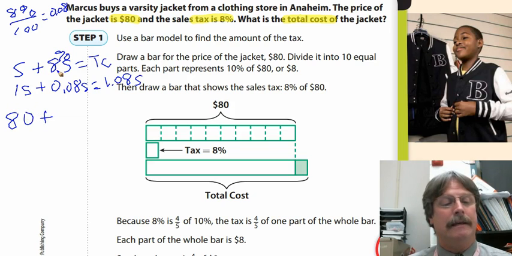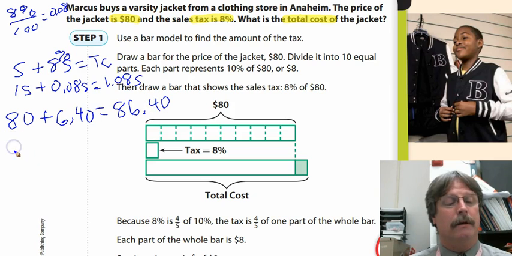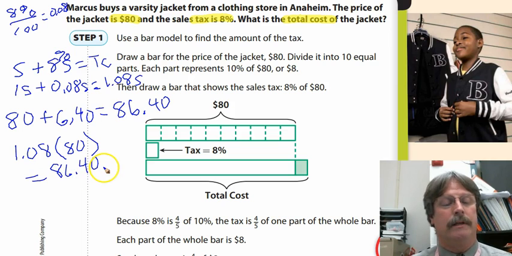Now if we substitute our numbers in here, we do 80 plus 8% of 80, which is $6.40. If we add those together, we're going to get $86.40. The second way that we can do that is to take the 1.08 and multiply that by 80. You're still going to get $86.40. That's going to be the total cost of the jacket.